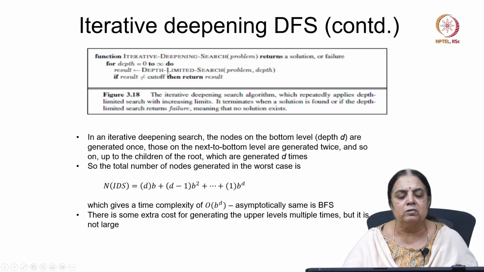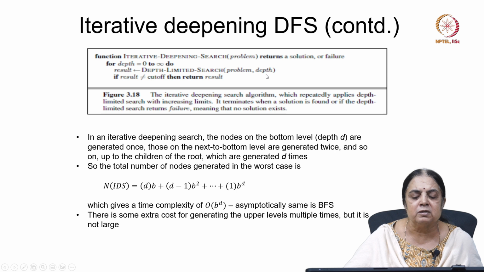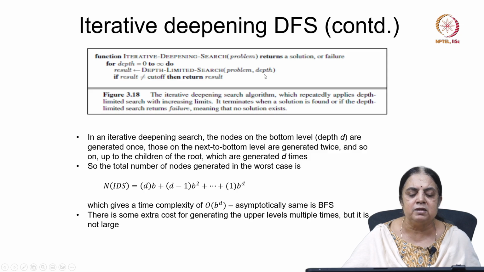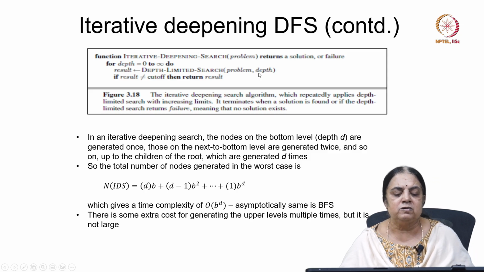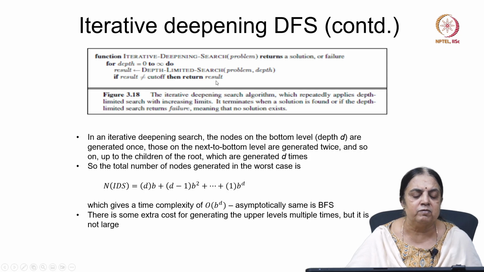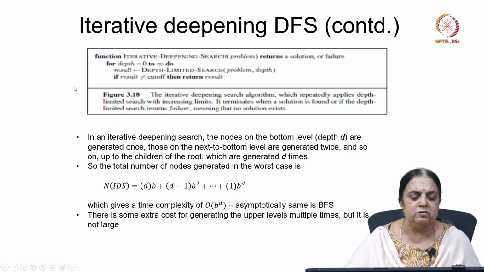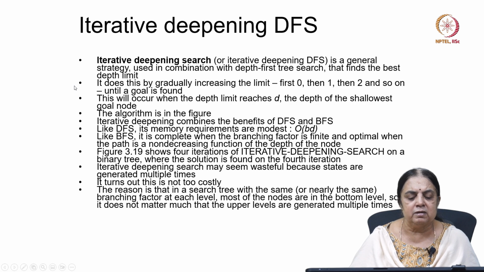What you are doing is, from depth of 0 to infinity, you keep on doing depth limited search with the problem and the depth. You keep increasing the depth, but as soon as you find a solution, you come out. If the result is not equal to cutoff, then return the result. So this is the iterative deepening that is used.